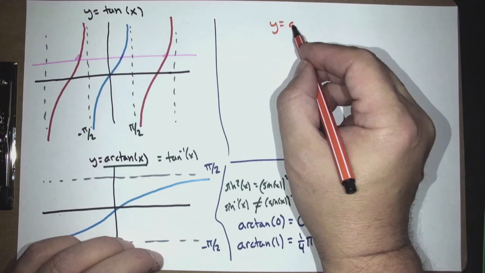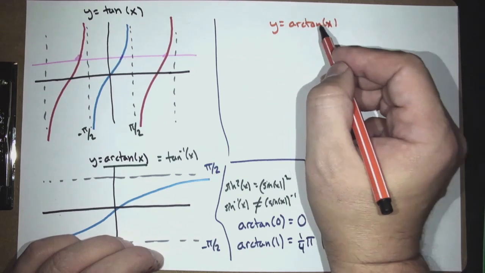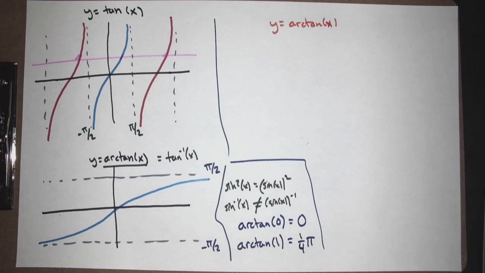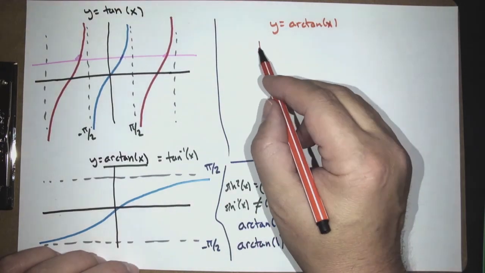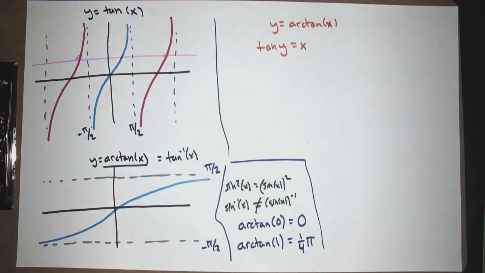Suppose y is arctangent of x. Now, we don't know how to take the derivative of arctangent. We're trying to figure that out. What do we know how to take the derivative of that's related to arctangent? Tangent. So we'll say that's the same thing as saying tangent of y is equal to x. I'm applying tangent to both sides, and tangent and arctangent I think of as undoing each other.